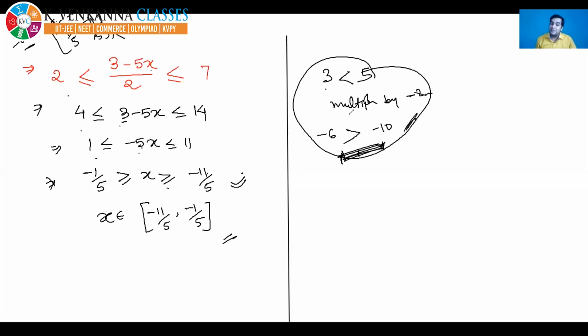Remember this concept. And if someone has a habit of forgetting the concept, then he can write: if we multiply or divide by a negative number, then the sign of inequality gets changed. Always remember this thing.